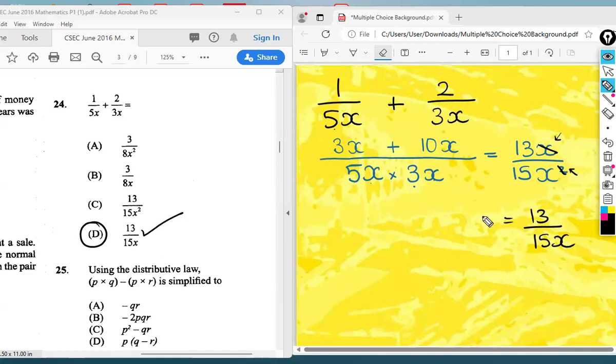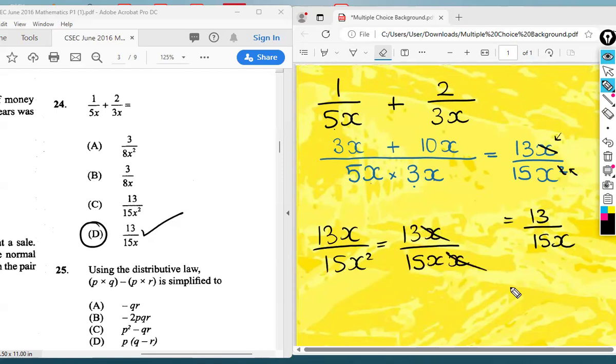For those who can't see this here, let me put it down here. Now you add 13x divided by 15x squared. This squared only belongs to this x. It does not belong to the 15. So it's 13x by 15, and x squared means x by another x. Cancel, cancel.